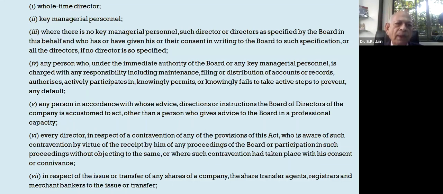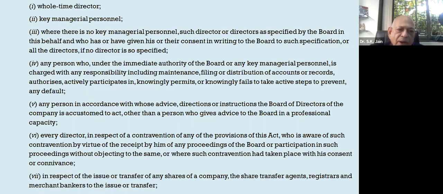Then, 4, any person who, under the immediate authority of the board or any key managerial personnel, is charged with any responsibility including maintenance, filing, or distribution of accounts or records, authorizes, or actively participates. Now, officer in default may include any person who has been given a responsibility for maintenance and filing of accounts and records. He will also be an officer in default.